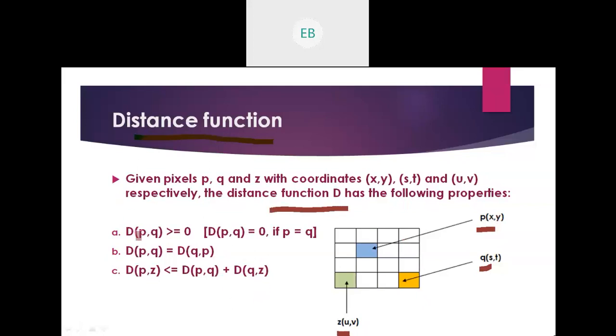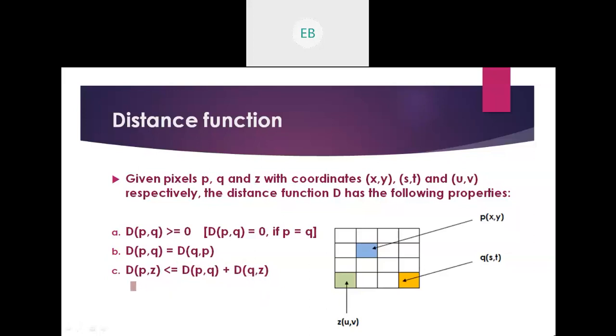The first property is that the distance between the pixels p and q is greater than or equal to 0, and if p and q are the same pixel, then the distance will be 0. So the distance between two pixels is greater than or equal to 0, and if two pixels are the same, the distance is 0. Next, the distance d(p,q) is equal to the distance d(q,p), which is very obvious.